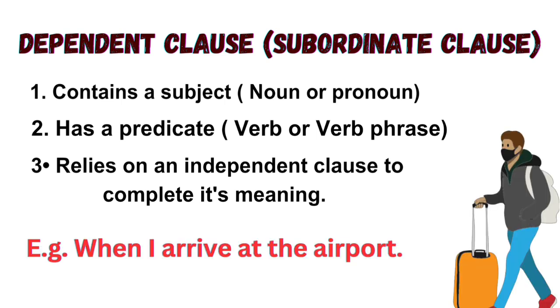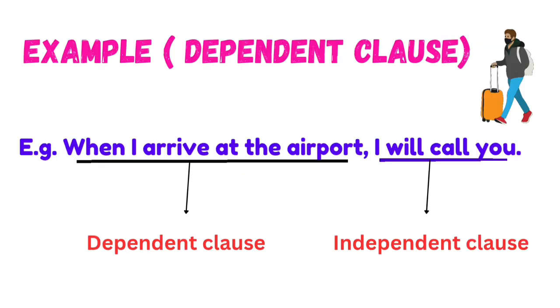For example, when I arrive at the airport. This is the example of dependent clause. This clause begins with a subordinate conjunction when, also has a subject I, has a predicate means verb arrive, but it lacks a complete thought. This clause needs additional information to make sense. So to form a complete sentence, it needs an independent clause to provide the main action or state.